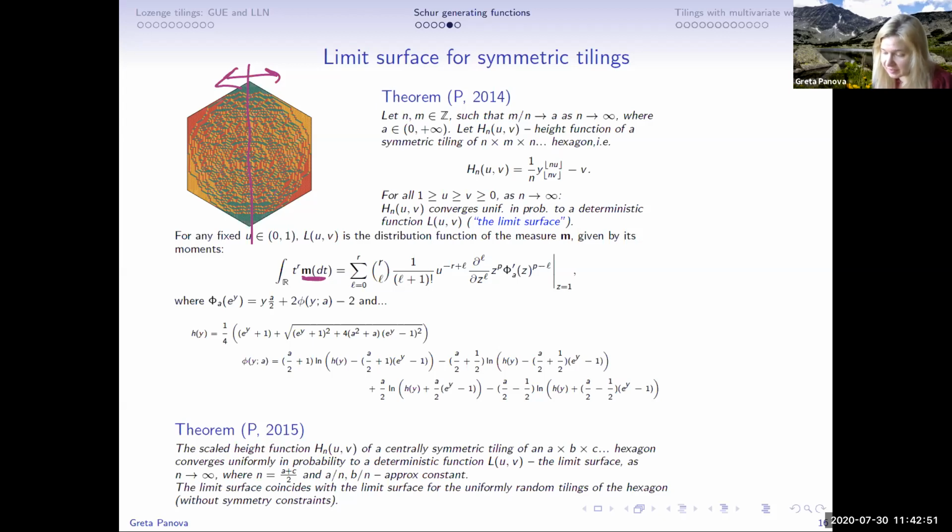And the same thing holds for the centrally symmetric tilings. And of course, I should say that, because the boundaries and the symmetry conditions hold for the unrestricted case, these are actually the same limit shapes that you would get without any of these restrictions.